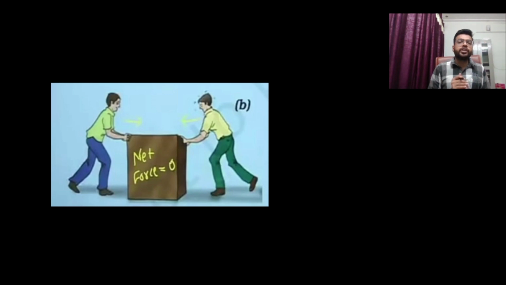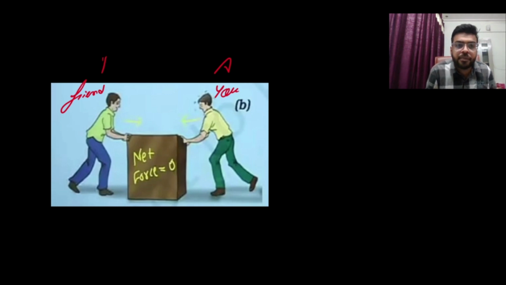In this second case, what is happening is you are applying force towards a block. Let's suppose that is you, and that is your friend. You are applying force, let's suppose A, pushing, and your friend B is applying force from this direction. Your direction is opposite, but your magnitude of force is the same. Let's suppose you are applying 100 Newton force, correct? Similarly, your friend is also applying 100 Newton force.